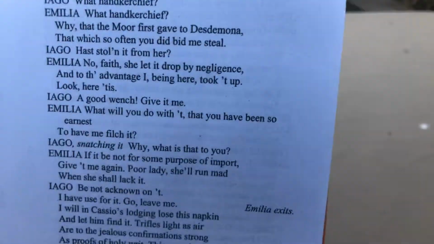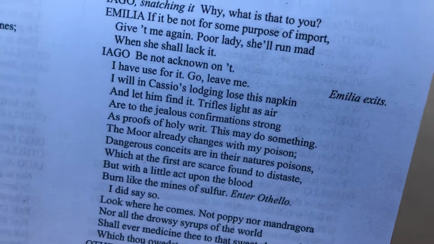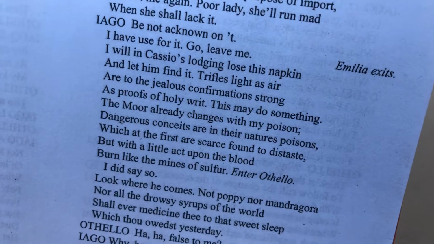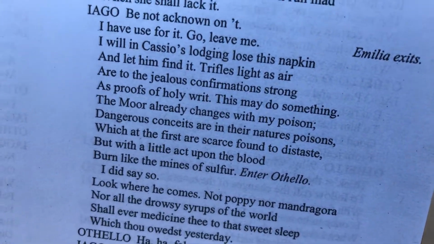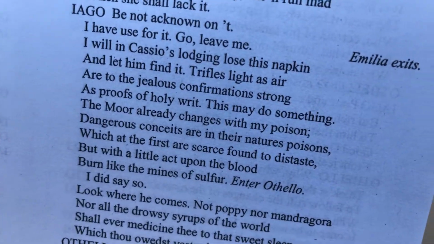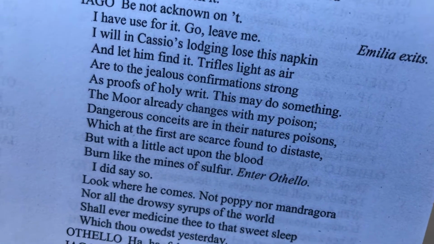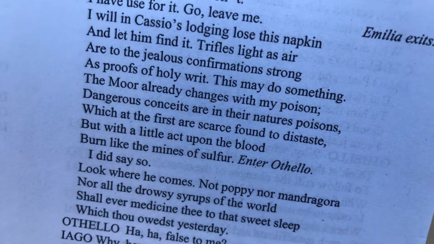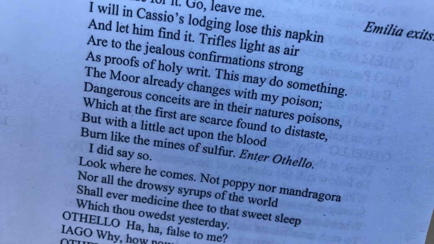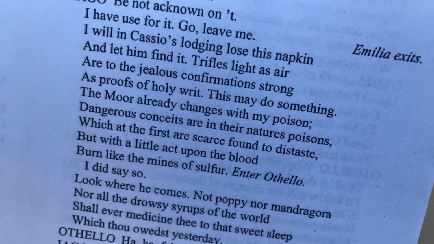So I'm on page 18, middle of second column on page 18. So let's take a look at what it says. So Iago says, I have a use for it, and Emilia exits. So he says, "I will in Cassio's lodging lose this napkin and let him find it. Trifles light as air are to the jealous confirmation strong as proofs of holy writ."